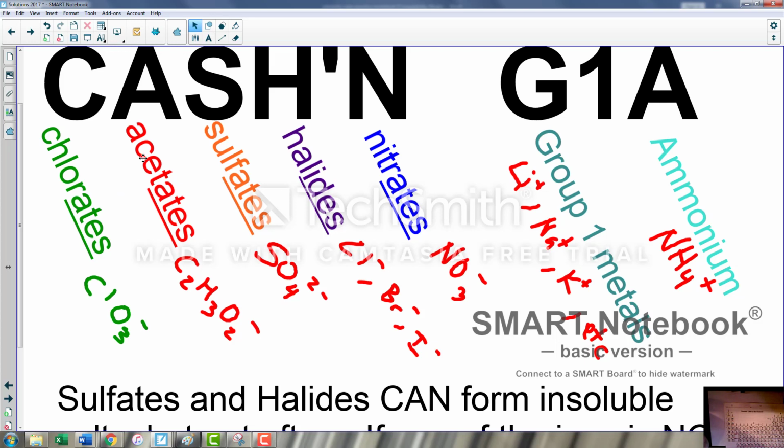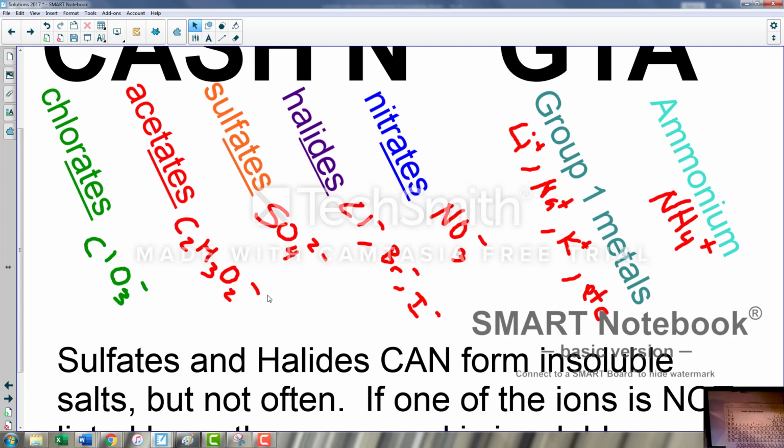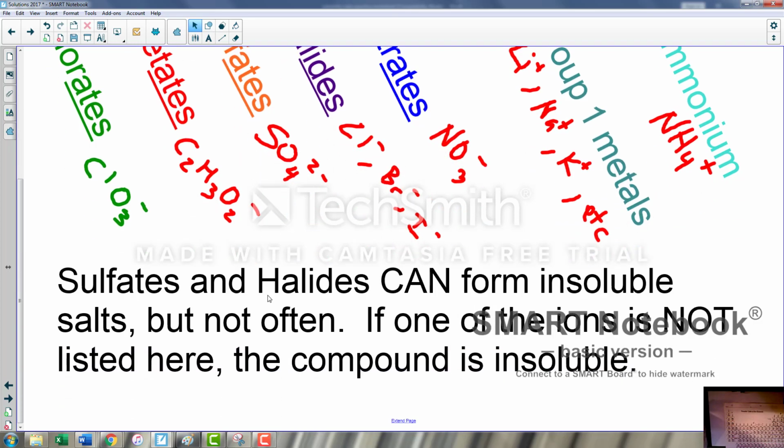Chlorates, acetates, and nitrates also have no exceptions. Anytime you see a nitrate or an acetate or a chlorate, those things have to dissolve in water. There are a couple exceptions to sulfates and halides, and those I have listed as exceptions on the back of your periodic table.